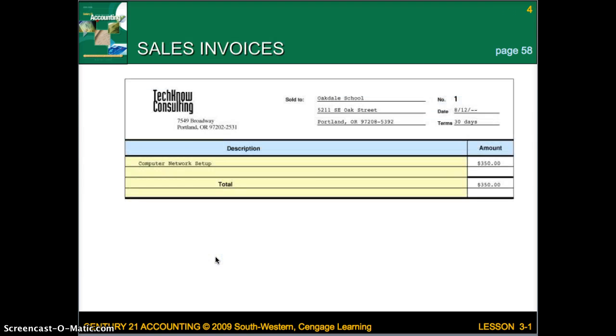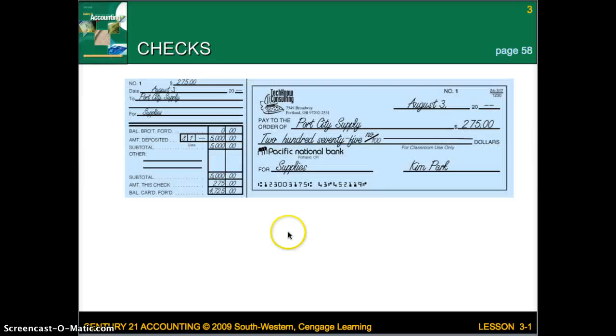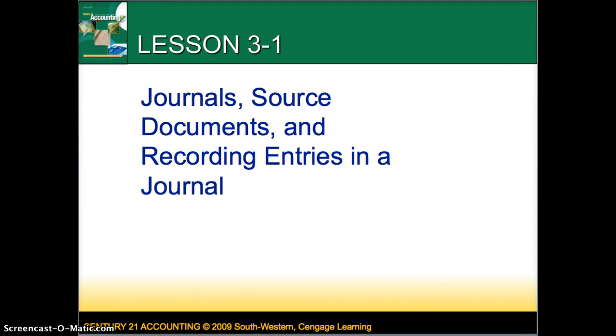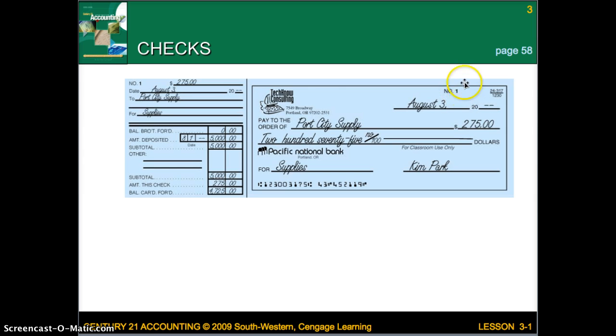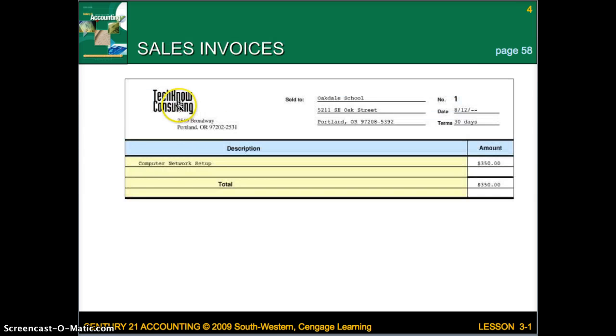Okay. A sales invoice. And what we're talking about right now, I guess I didn't even completely tell you, are source documents. A business paper from which information is obtained for a journal entry is called a source document. So if I go back to my check, in our general journal, when we are doing this doc number right here, if we were writing a check, it would be C for check, and then whatever the check number is, 1. So C1 would have been check. This would be a sales invoice, so it would be SI1 or SI27 or whatever the sales invoice number is.